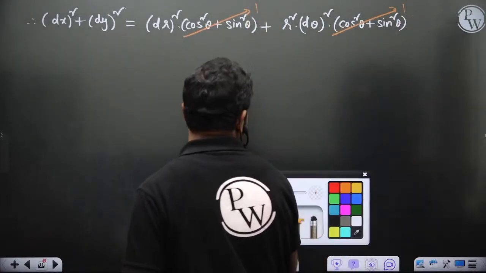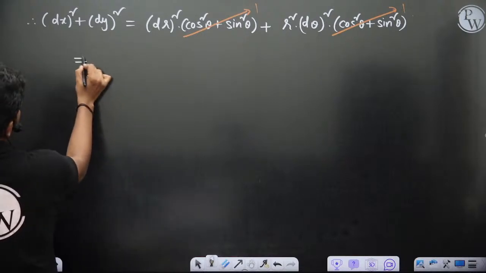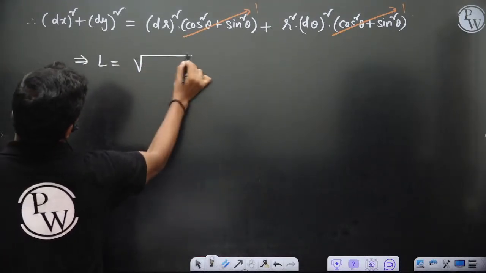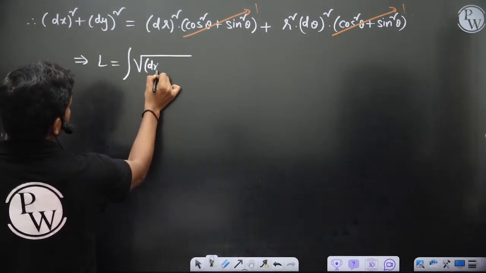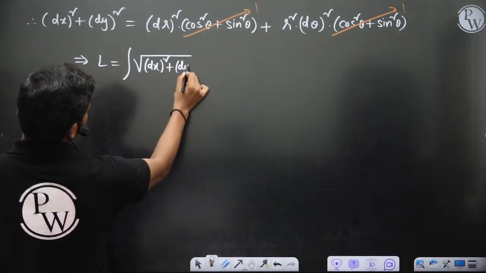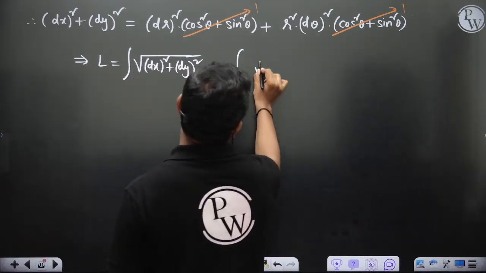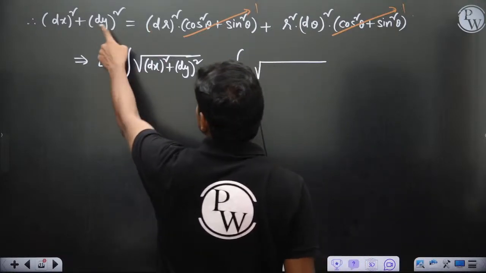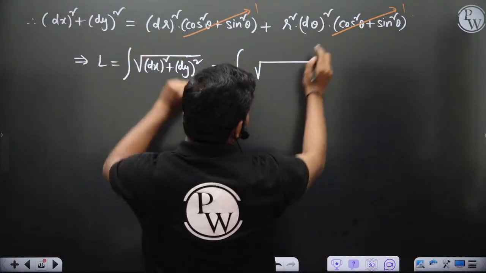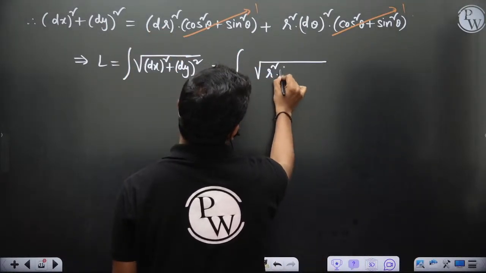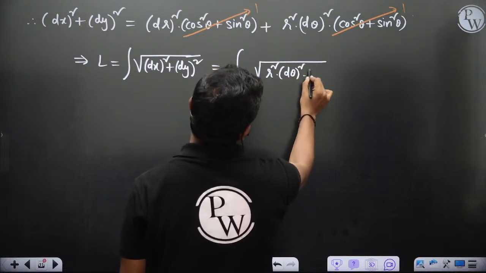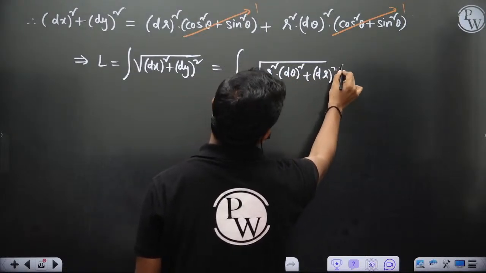So therefore the length of the curve in polar coordinates is equal to the integral of root of dx whole square plus dy whole square, which eventually gives you the square root of, ultimately this complete thing can be written as r square d theta square plus dr whole square. Okay, that's what you get.